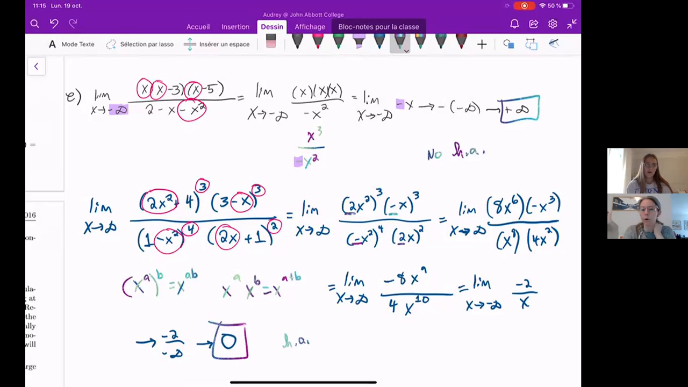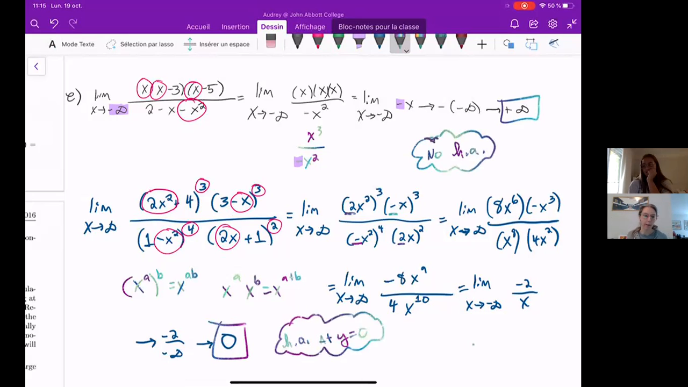0. Is 0 a number? Does 0 exist? Yes. So the horizontal asymptote is at y equals 0. So here there wasn't one because infinity doesn't exist. Infinity is a concept, a thing that just means getting bigger and bigger and bigger. Whereas down here, we got an actual number, so there is a horizontal asymptote at y equals 0.